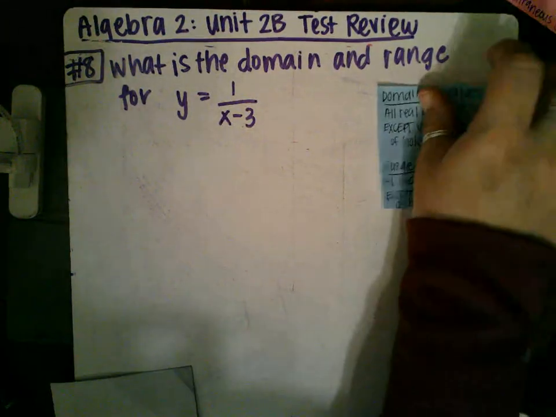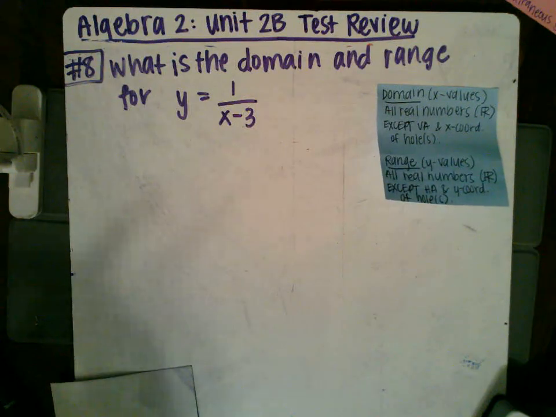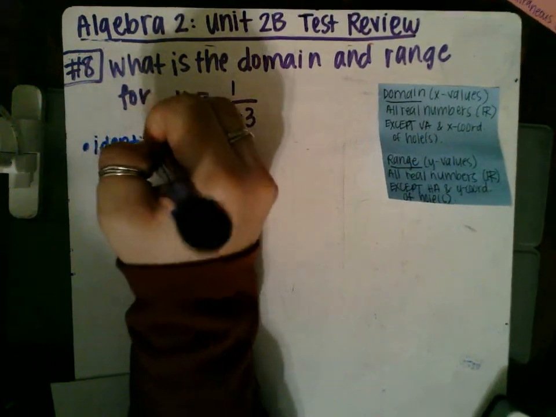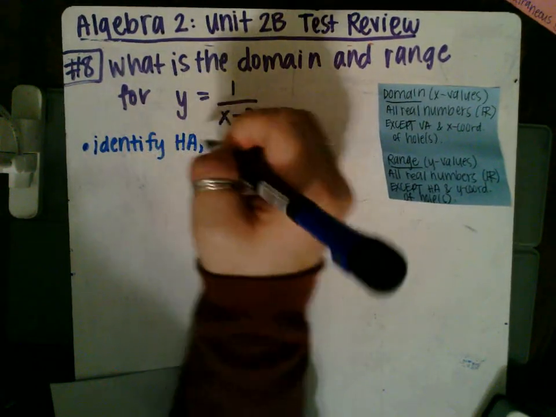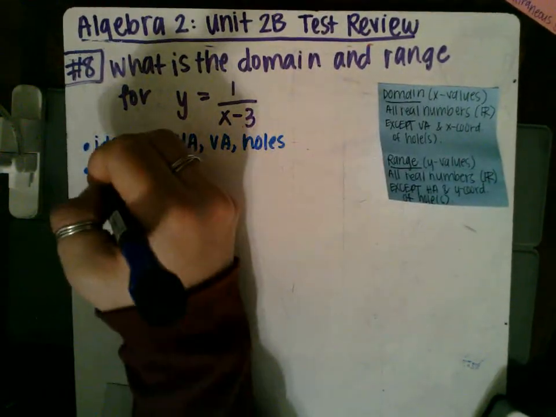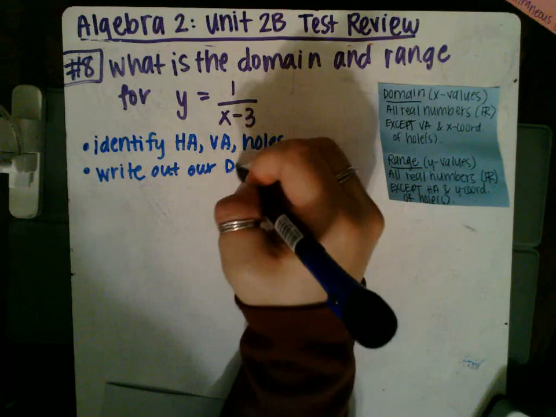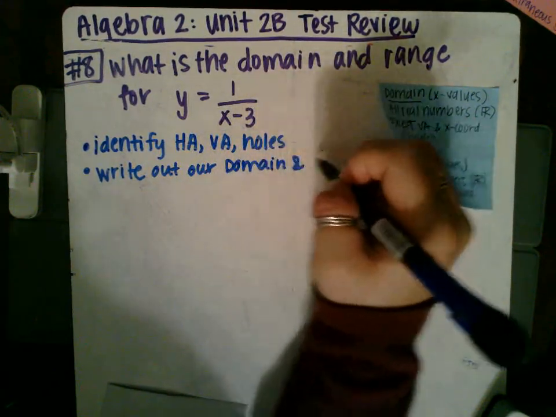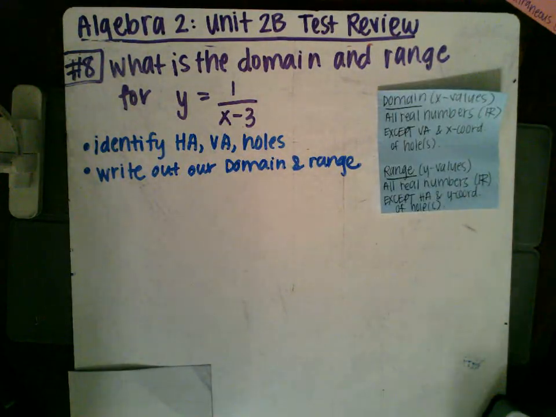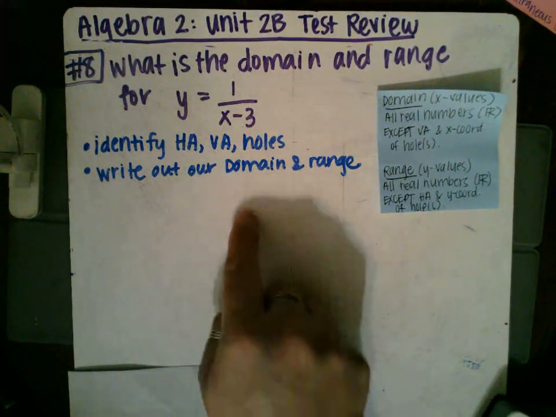So I'm going to set this to the side here. And what we need to do for this problem is first we need to identify our horizontal asymptote, vertical asymptote, and holes. Then we can write out our domain and range. Okay, so we have to figure out where the breaks in our graph are. And our breaks in our graphs are horizontal asymptotes, vertical asymptotes, and holes.